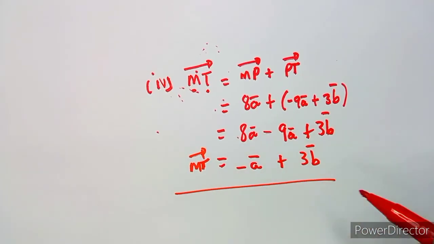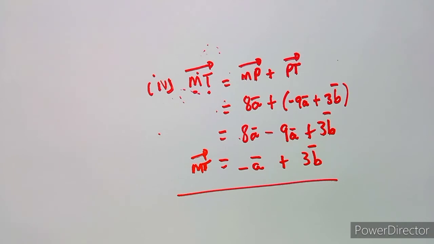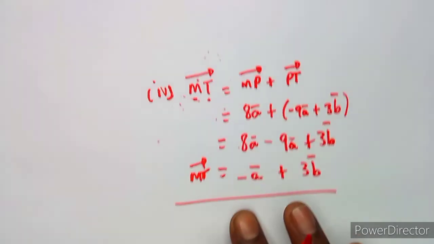Writing minus 1A is the same way as just writing minus 1. It's just a normal thing that you'll be given. So that's what you have for this vector MT. You can even leave it like that, and we'll see later on if there's a need for us to use it.